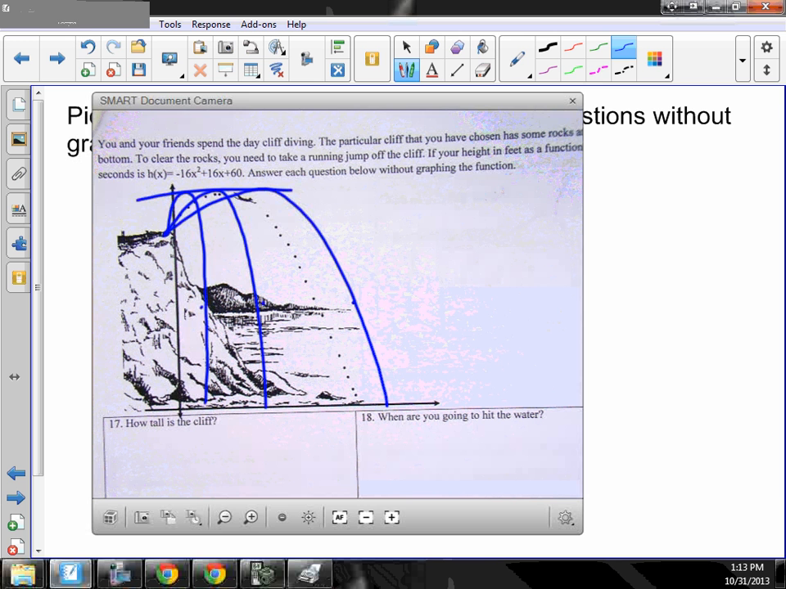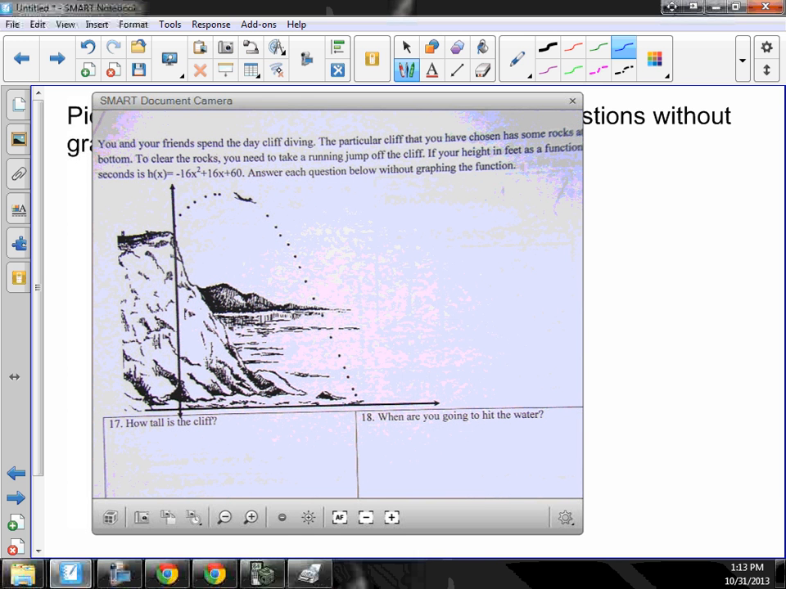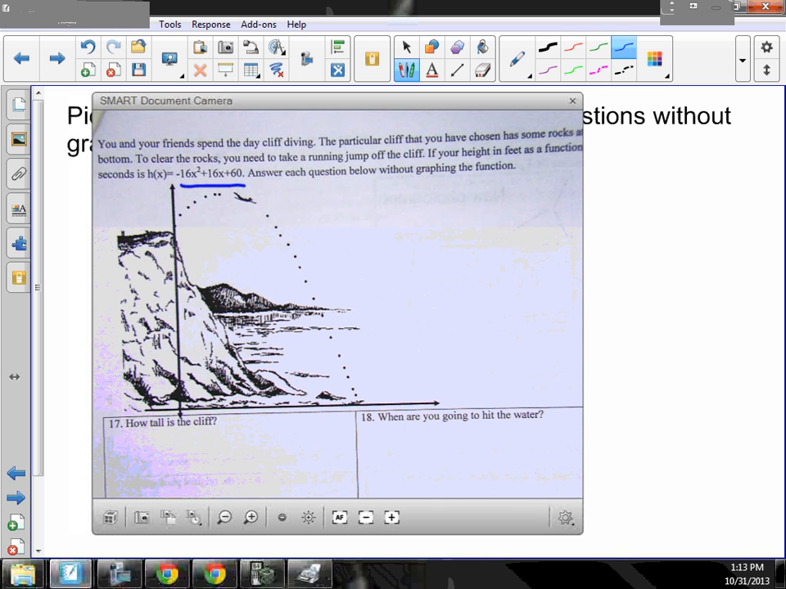Okay? So, number one, how tall is the cliff? 60 feet. That's easy. When are you going to hit the water? How will we figure that out? Find the roots. Now, there's something wrong with this equation. It's negative, and can we pull anything out? We could divide it by 2, or 8 doesn't work, but 4 does. So we could divide this by -4. And that will create a simpler equation that you can factor and find the roots.